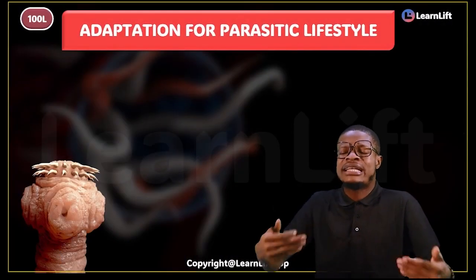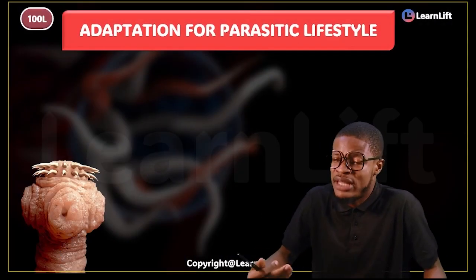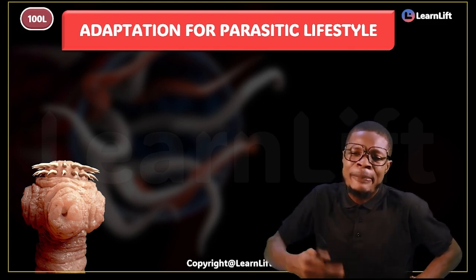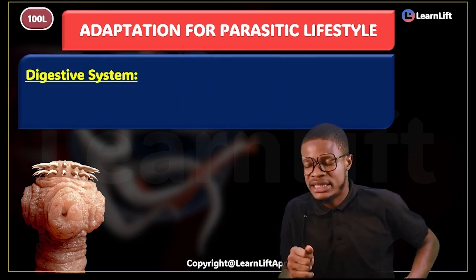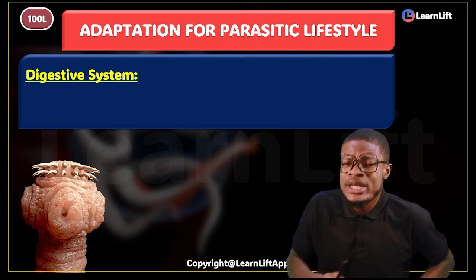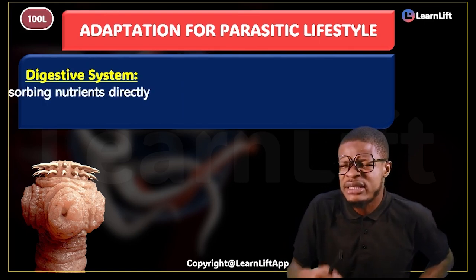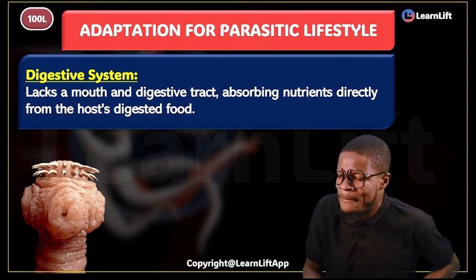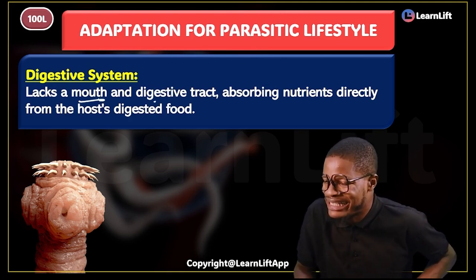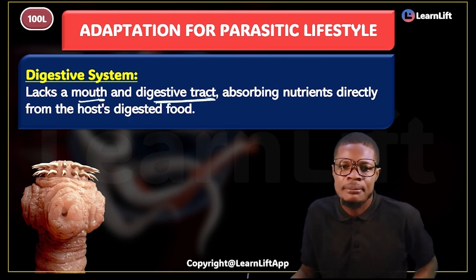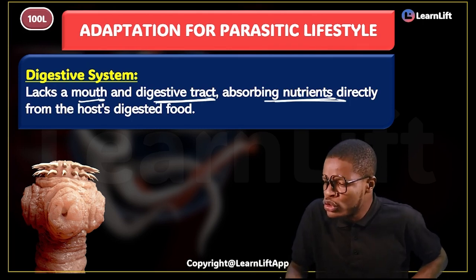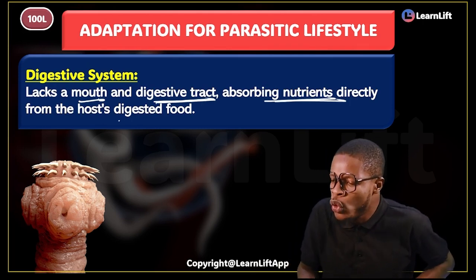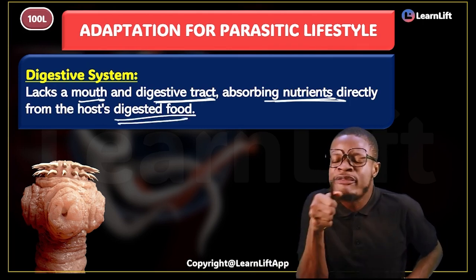How have your Taenia solium adapted themselves to live a parasitic lifestyle? Now, number one way is their digestive system. Do they have a digestive system, or do they lack one? First, you must know that they lack mouths and they lack a digestive tract. So they don't have a mouth, they don't have a digestive system. So absorption of nutrients is directly through the host's digested food.